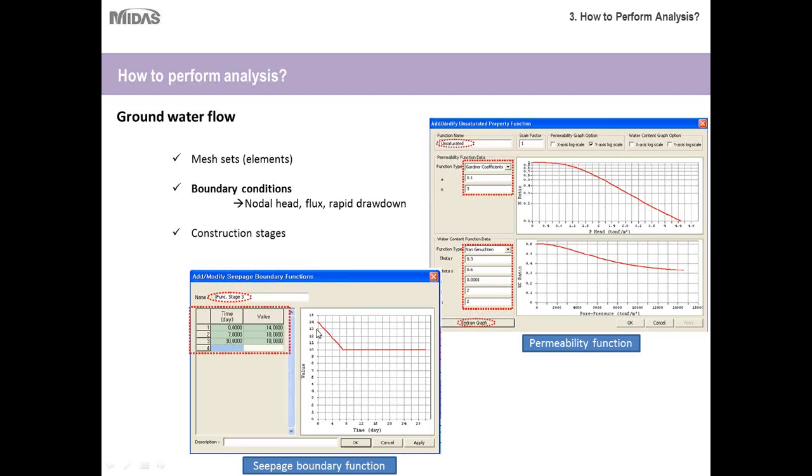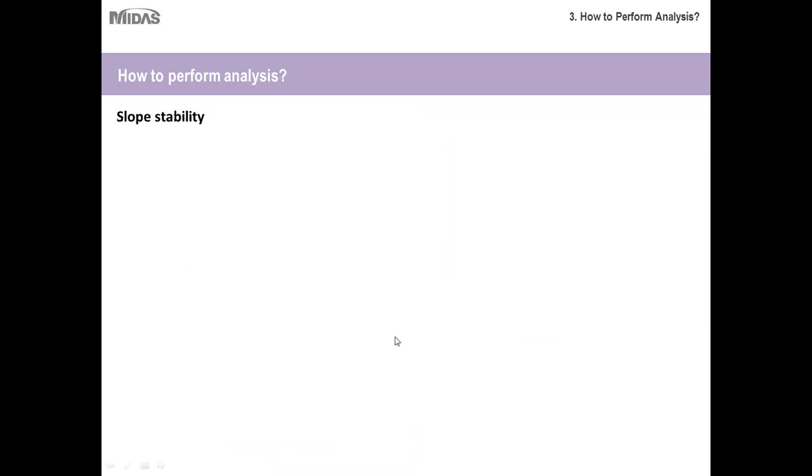And then in order to capture this time effect, you can also simulate it during construction stages as mentioned in the previous analysis. So if it was the same model that I showed you in the previous example, and I have to apply groundwater flow in addition to the stress deformation analysis, the only thing I need to do is, under boundaries, add the nodal head, flux or rapid drawdown with these functions. So that's all you have to do and you are ready with your groundwater flow analysis.